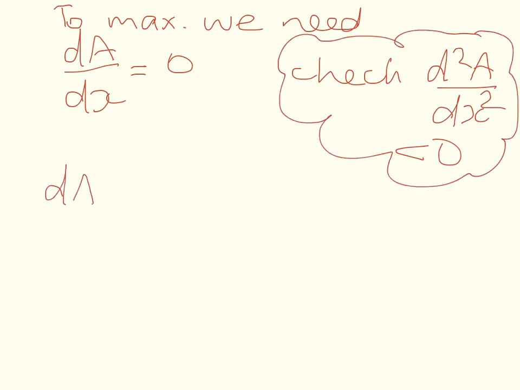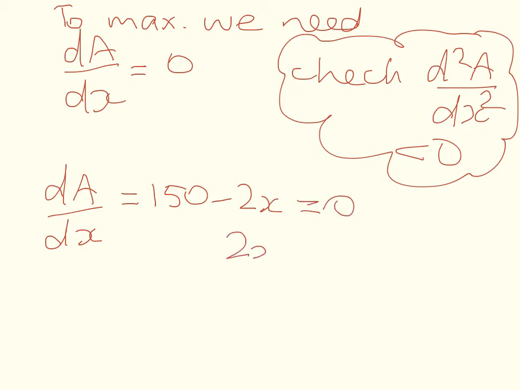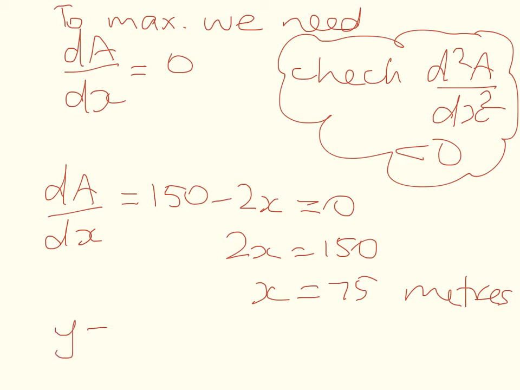Right, so dA by dx is equal to 150 minus 2x. We want to make that equal to 0, so we're going to get 2x equals 150, x is equal to 75 metres. Now, we had how much fencing wire? Let's see. We had 300 metres of fencing wire, so we're going to substitute back in to work out what y is. Remember, y was 150 minus x, which is also going to equal 75 metres.